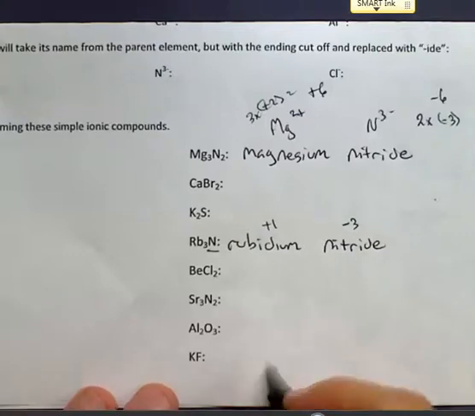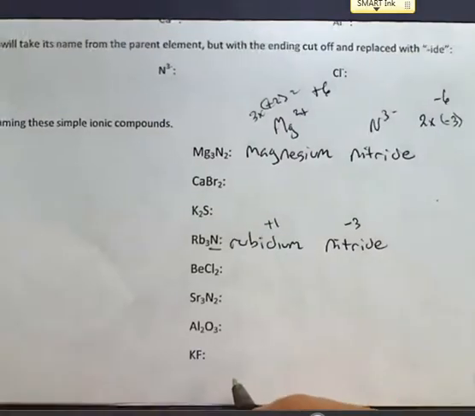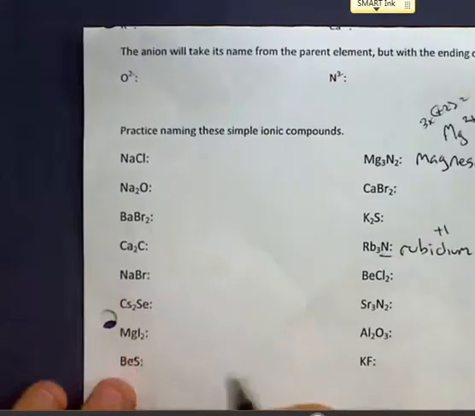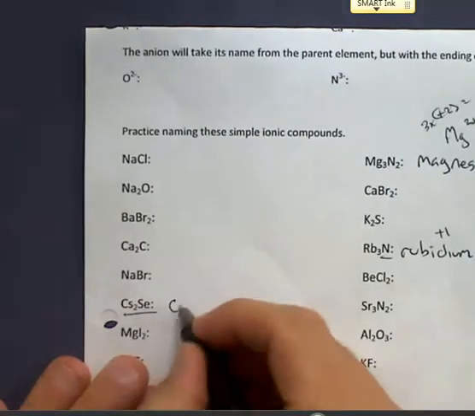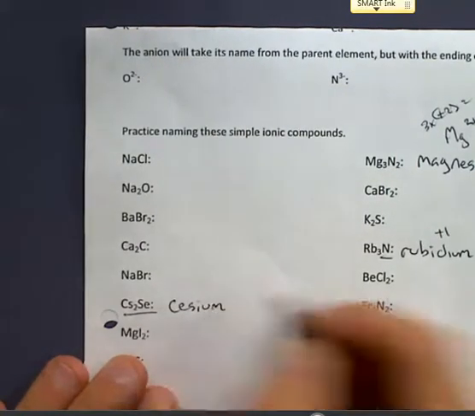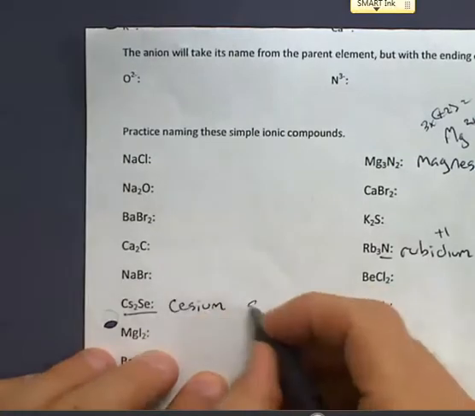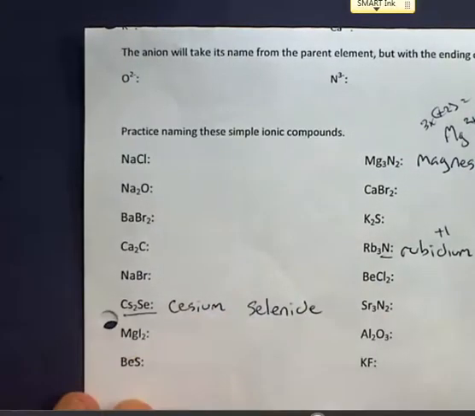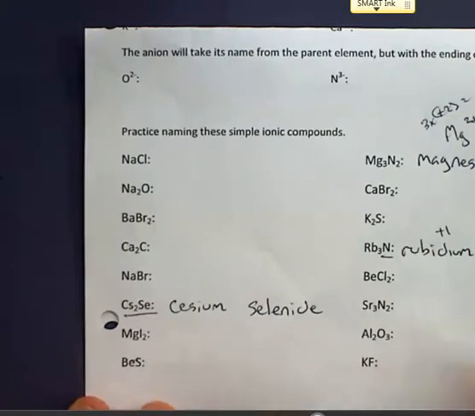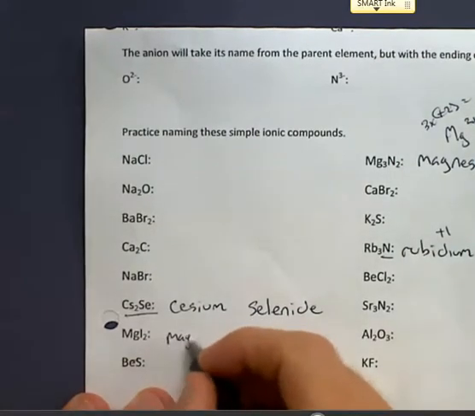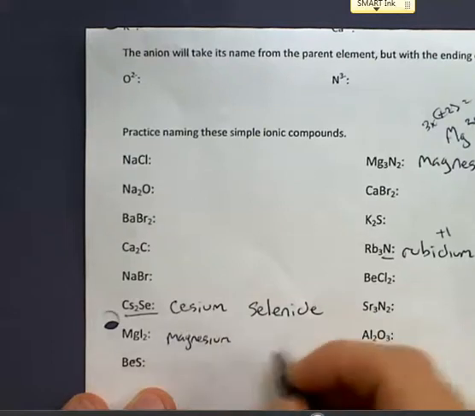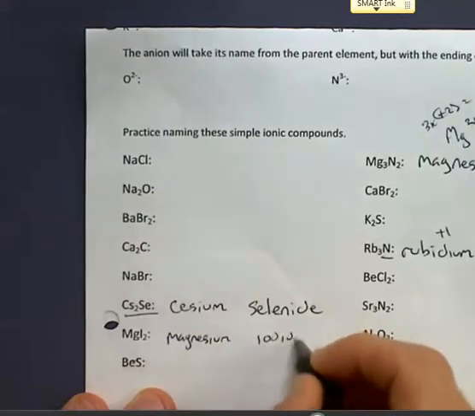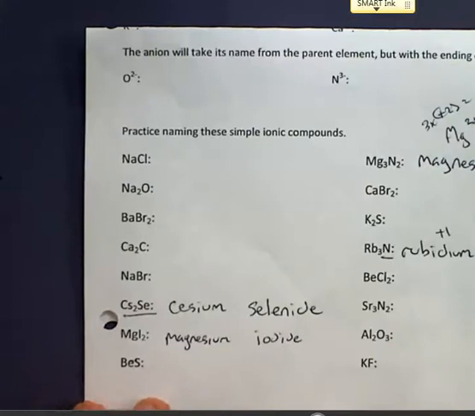Let's take a look down. Let's see, what ones haven't we done yet? Here, how about this one? Cs2Se. Cs is cesium, and Se is selenium. So selenide would be the way we'd write that one. Last one. We'll do this one. Magnesium iodine becomes iodide. That's all there is to it.